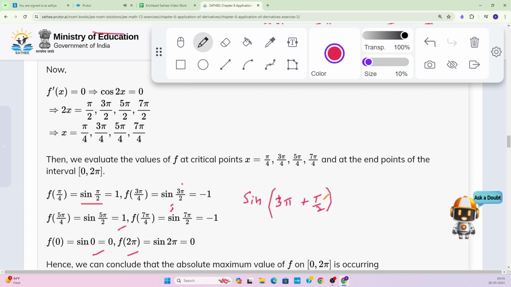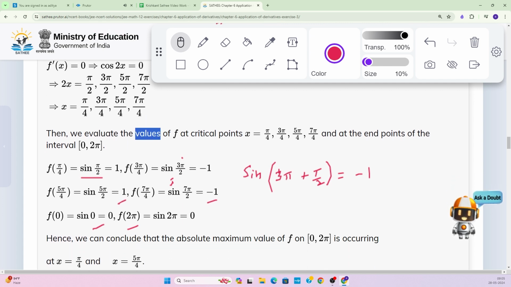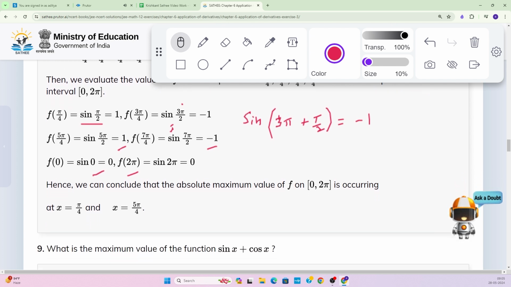Okay, and 3 pi means what? 3 pi plus pi by 2 will give you minus 1. Okay, minus sine pi by 2, so -1, you will get this. Now from here you can easily see that the absolute maximum value of f is occurring at x equals pi by 4 and 5 pi by 4. As you can see, this gives you 1 as your output. Okay, clear? I hope it is clear to you.